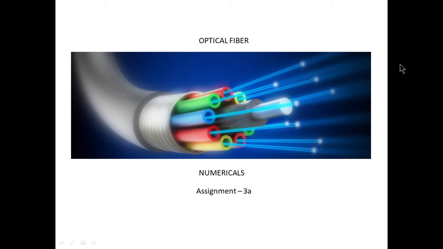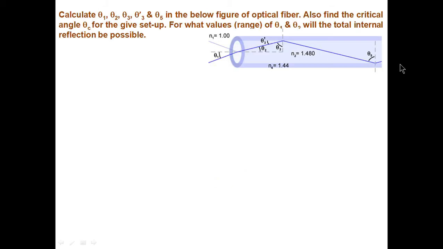Well, let's get back to this problem. The very first question in assignment 3A was this over here. Calculate theta 1, theta 2, theta 3 dash and theta phi in the below figure of optical fiber. Also find the critical angle theta c for the given setup. For what value range of theta 1 and theta 2 will the total internal reflection be possible?